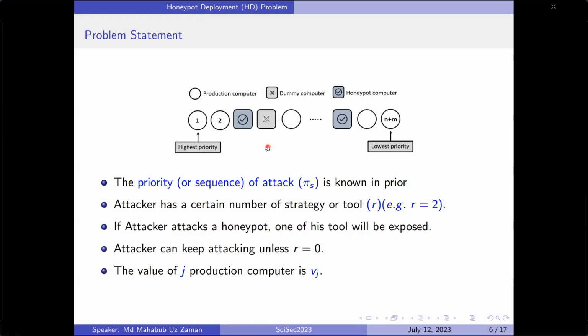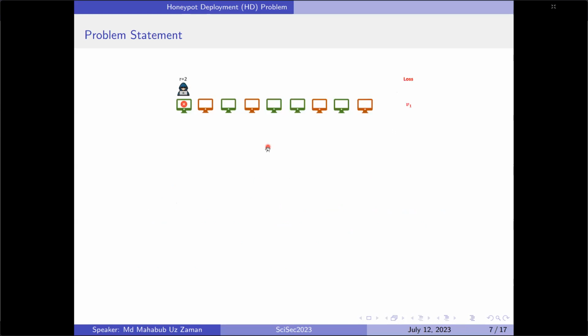Okay, let's see an example so that it's easier for you to understand. Suppose there is an attacker who has 2 tools or strategies to attack, and the optimizer gives us the sequence. For example, this is the sequence. Assume that the green ones are the production computers and the orange ones are the honeypot computers, and for simplicity, we haven't included any dummy computer here. We assume that all the honeypot computers are deployed, but some of the orange honeypot computers might not be deployed. The decision will be made by the algorithm.